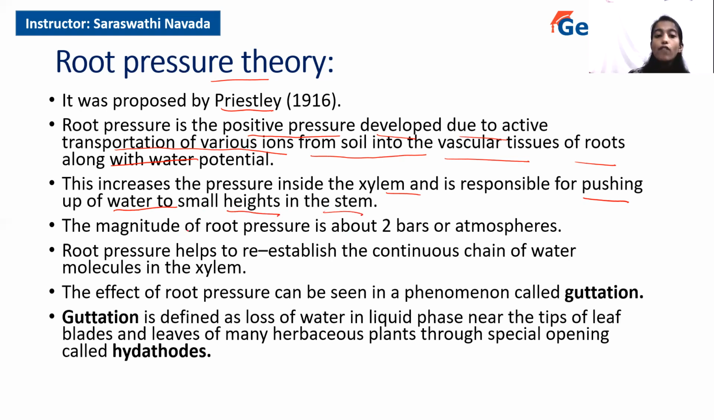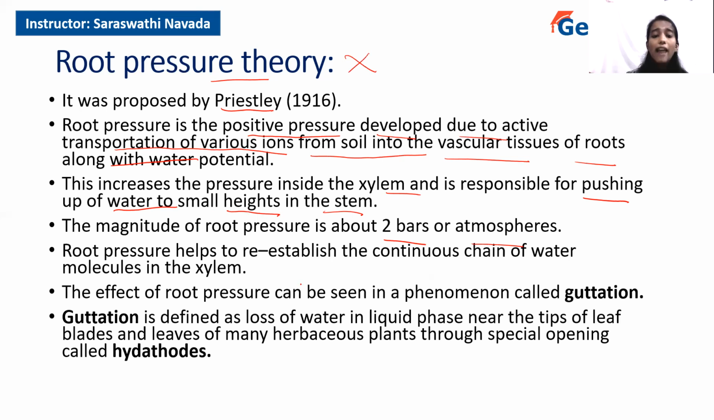And if you look at the magnitude of the root pressure, it will be almost up to 2 bars or 2 atmospheres. So that will be the magnitude of the root pressure. It is a smaller magnitude. And if we want to explain ascent of sap with reference to root pressure theory, it will be applicable only for shorter plants such as herbs as well as grasses, because they have shorter stems. But in taller plants, this root pressure theory won't be applicable, because the pushing force will be very small, and it can transport water only up to small heights in the stem.